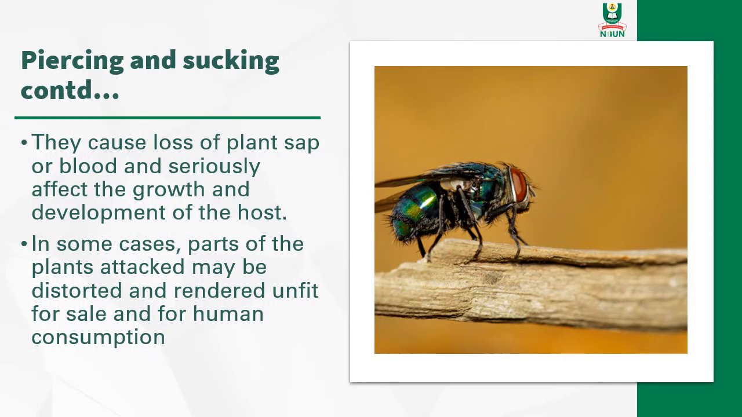And this piercing and sucking does mechanical damage to the tissues. They also cause loss of plant sap, because when they pierce, they drain it, just like a mosquito sucking blood. When a mosquito sucks human blood, the human being feels it and is even weak. So that's what they do to plants also. They pierce and then they suck the sap, and when they suck the sap, they render the plant useless. The plant becomes distorted and rendered unfit for sale and human consumption.